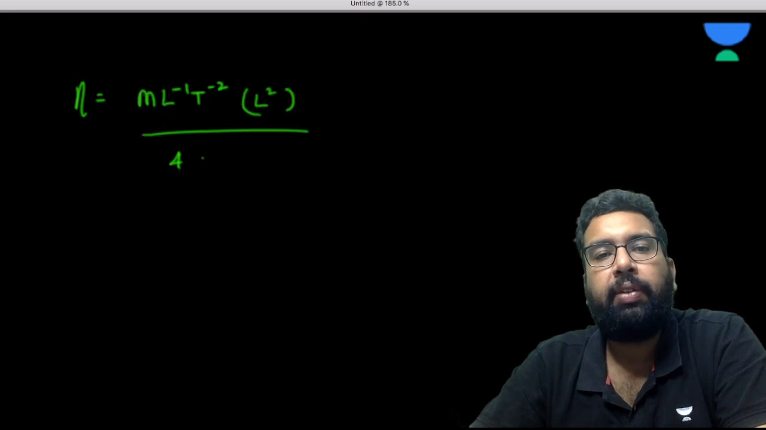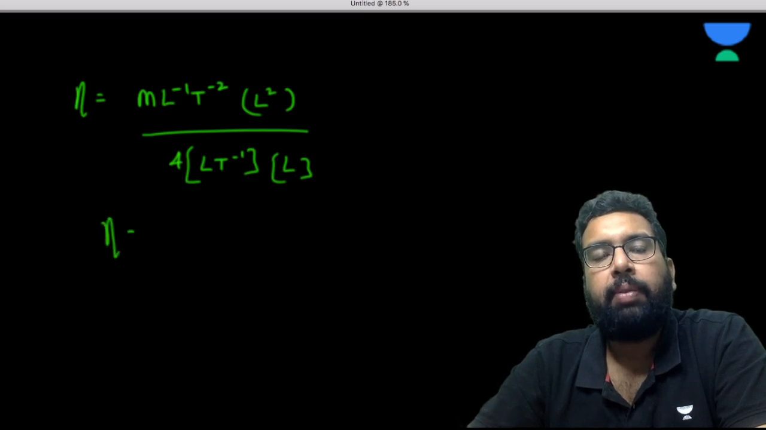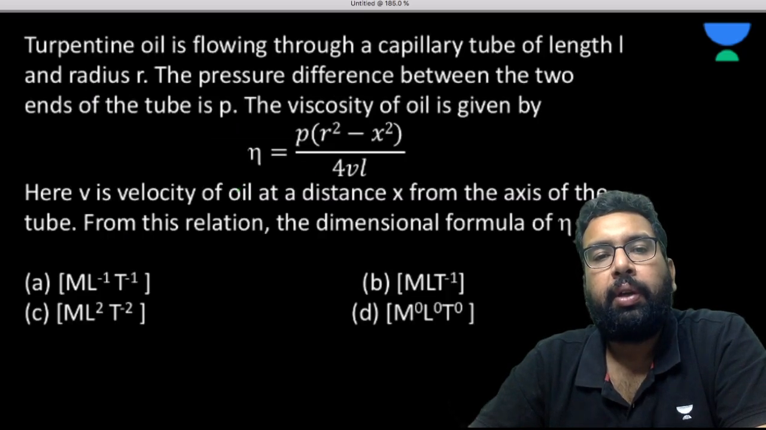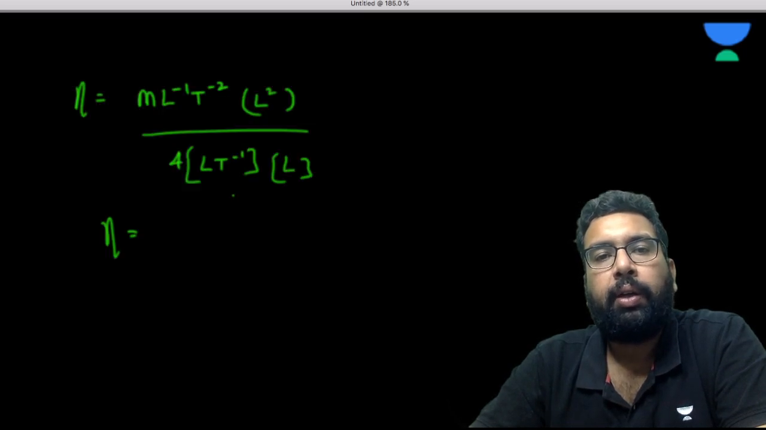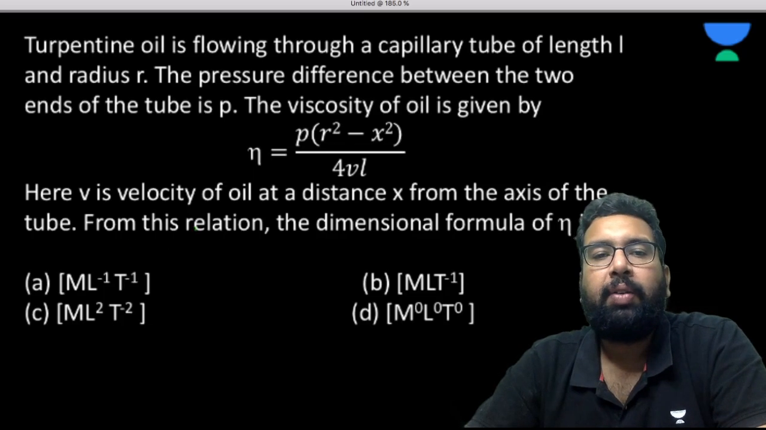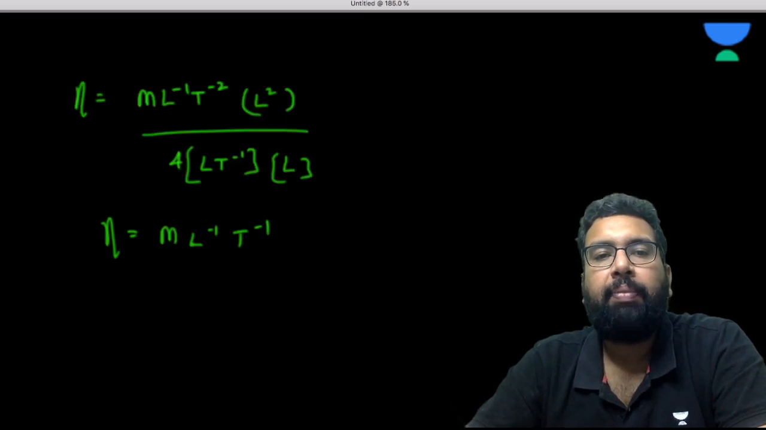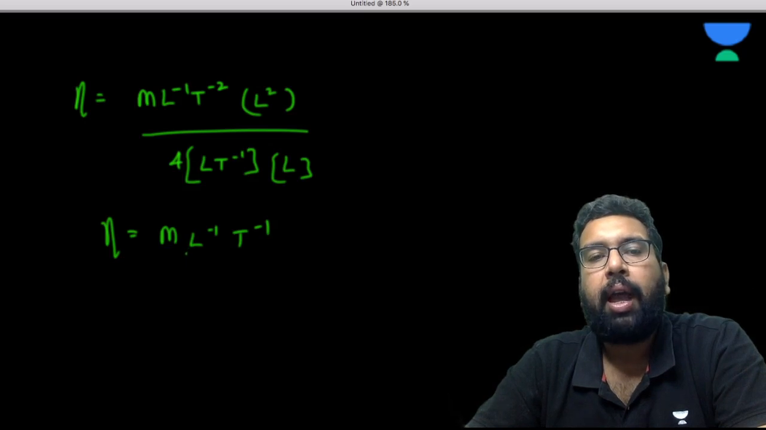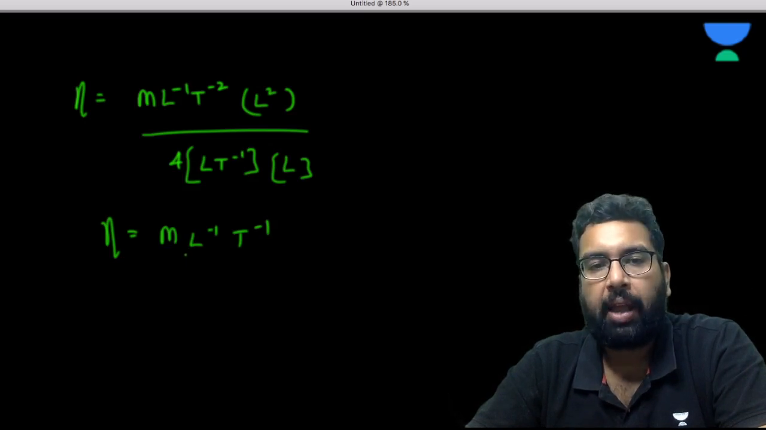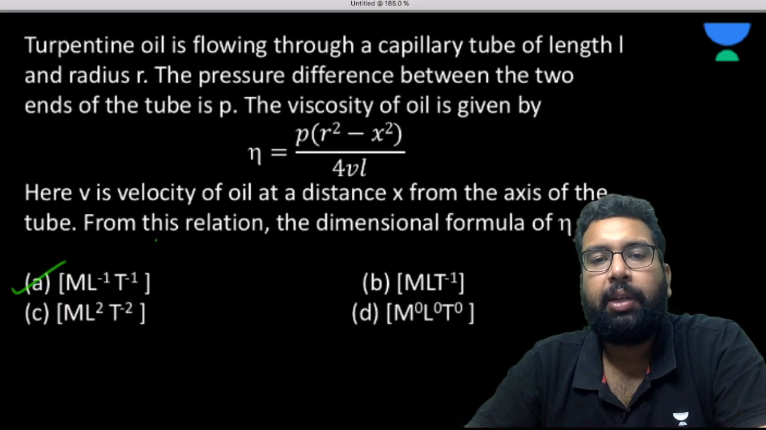So what is V? V is velocity, so it is going to be LT minus 1, and this is going to be L. So what is going to be the dimension of viscosity from here? Okay, so L square will be cancelled out. M will be there, L minus 1 will be there, and T minus 1 will be there. 4 has no dimension. So it is going to become M L minus 1 T minus 1. I hope it is fine to everyone. So this is going to be the dimension of viscosity.